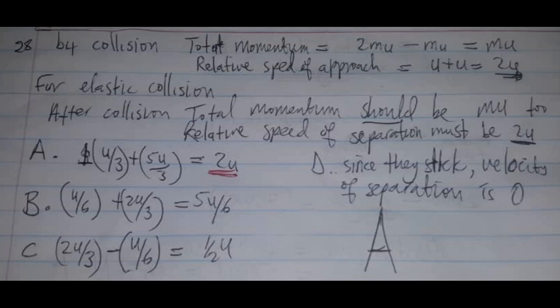So for A, I got 2u. For B, I got 5u over 6. Then for C, I got 2/3 of u minus u over 6, which is half u. And then for D, since they stick together, that one is a perfectly inelastic collision and the velocity of separation is 0, so that will be out. So the only one that gave me 2u is A, that is the relative speed of approach equal relative speed of separation of 2u. So the answer is A in this one.